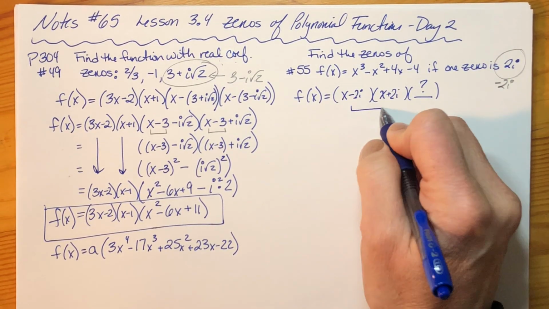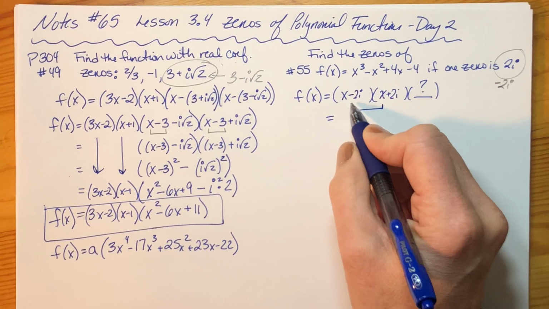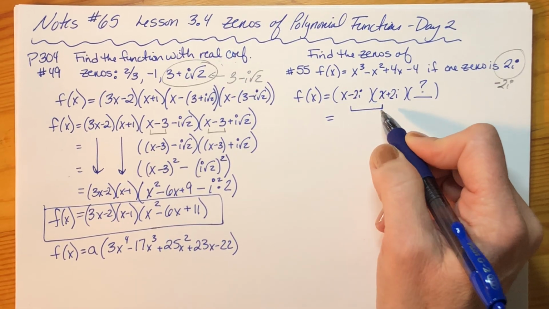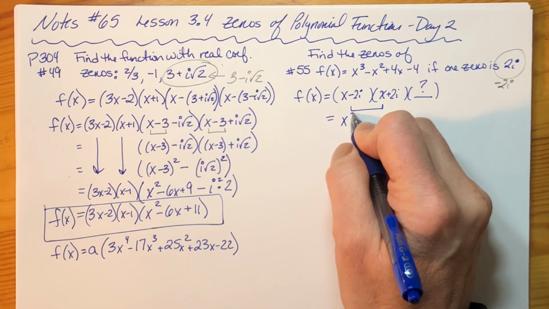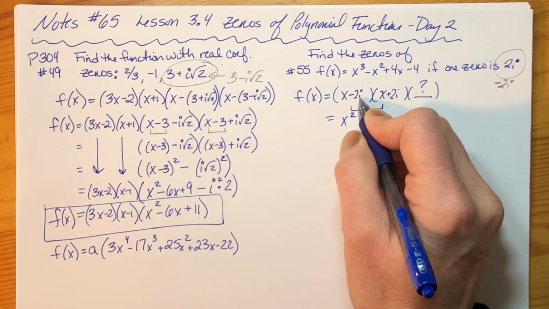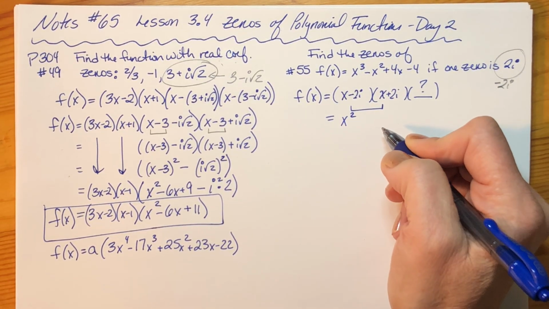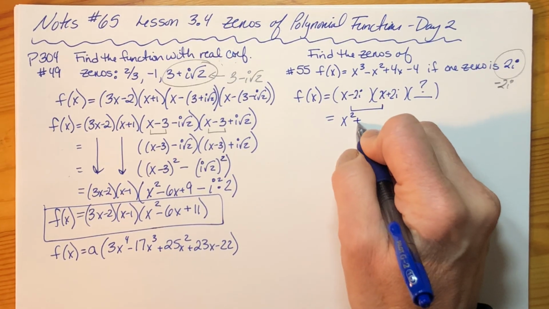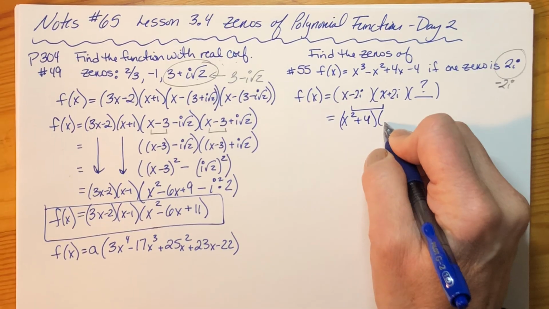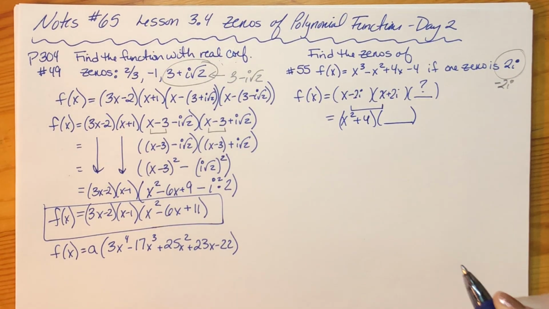But what if I went ahead and I multiplied these two together, x minus 2i and x plus 2i? That's another difference of two squares, isn't it? So that would be x squared. Let's see, 2i squared. That's going to be 4i squared. That's going to be negative 4 minus, so that's going to be plus 4. Oh my goodness, look at this. I have x squared plus 4.